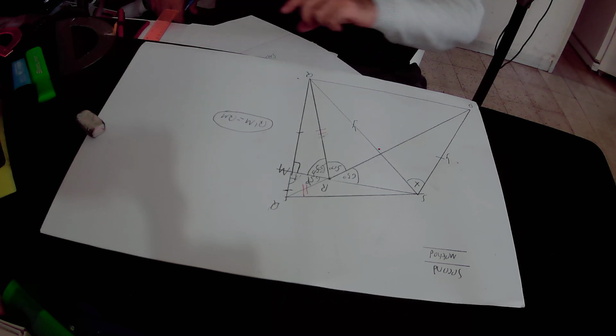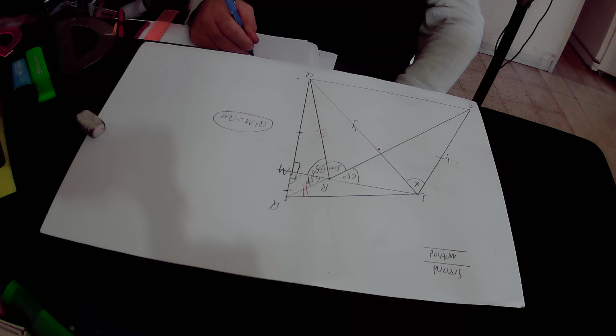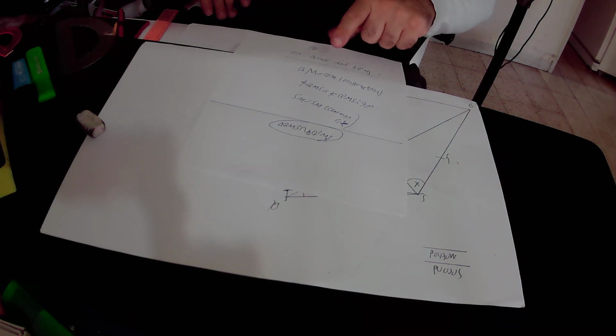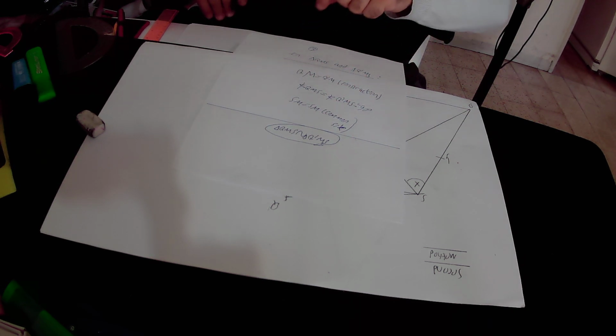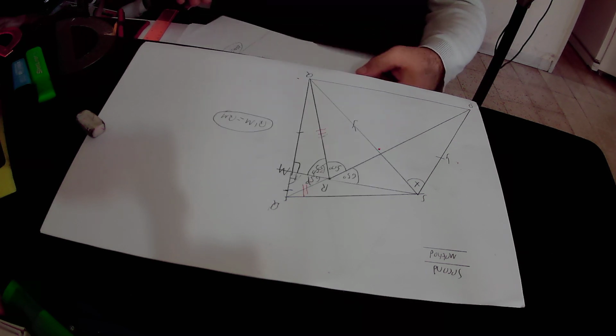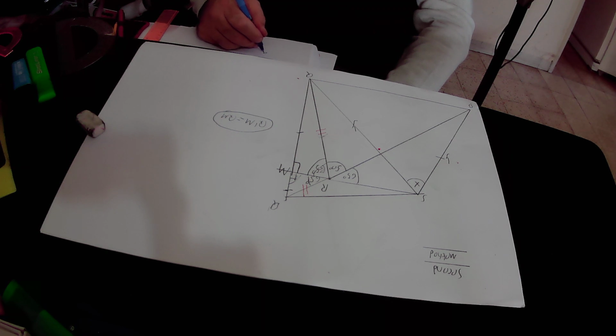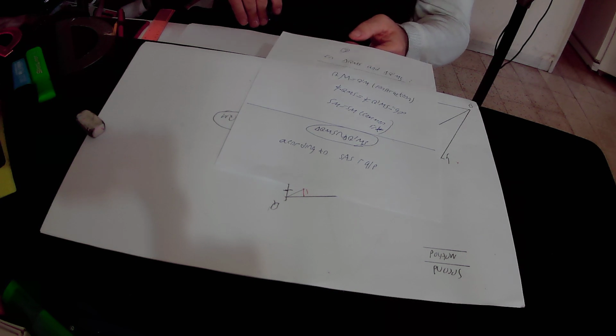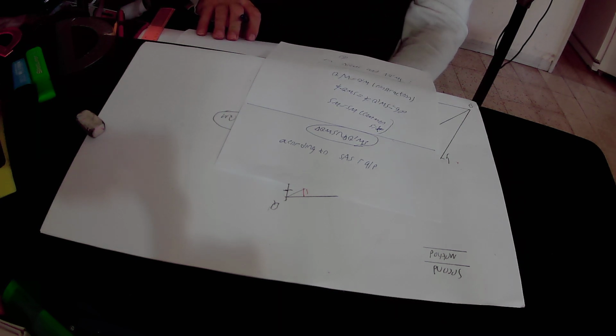So I write it down. Triangle QMS congruent to triangle Q'MS according to side angle side rule.